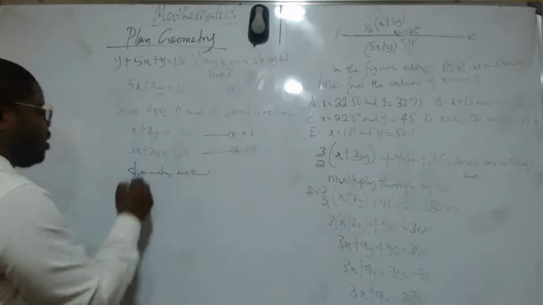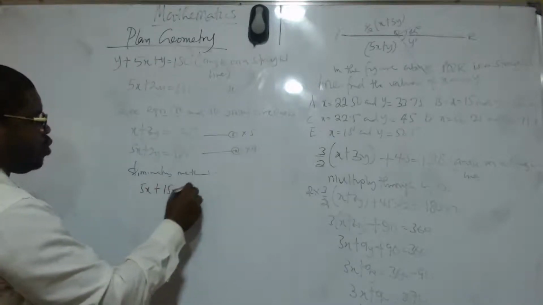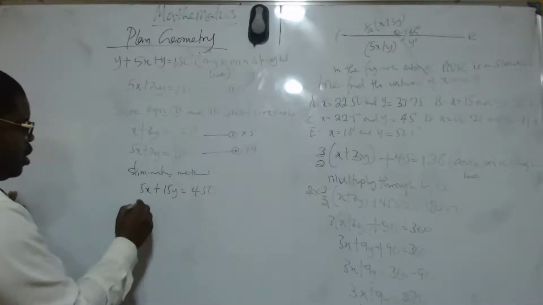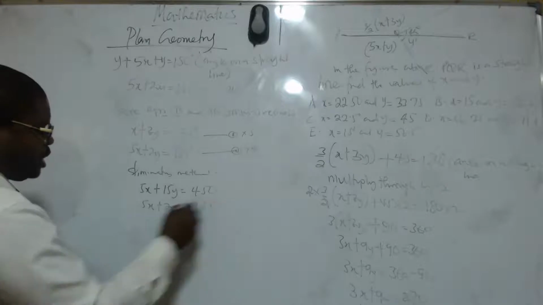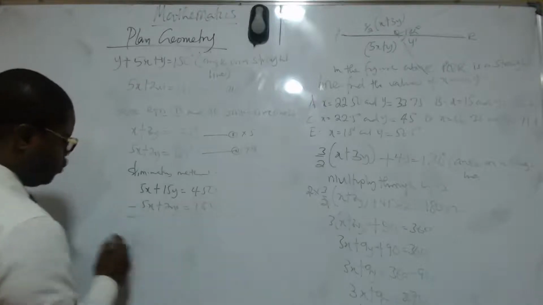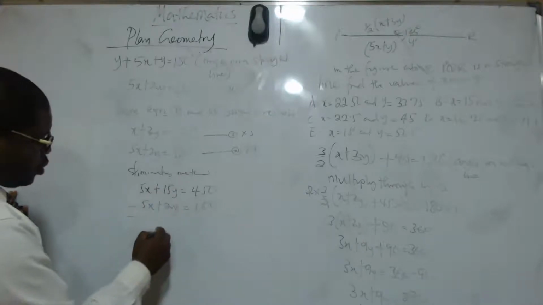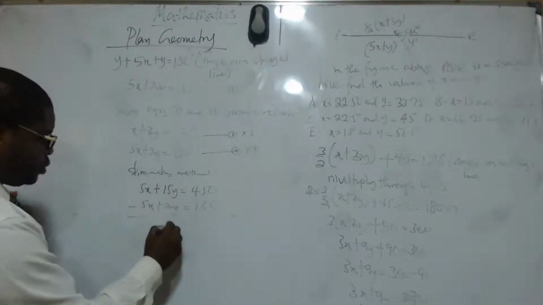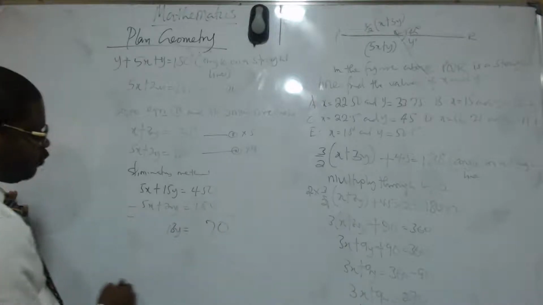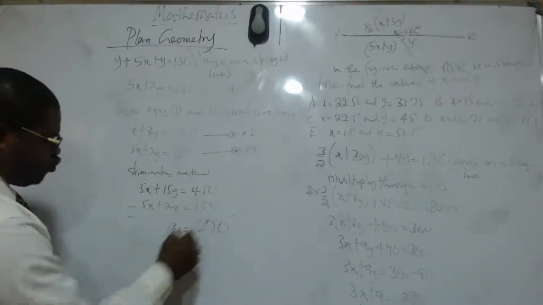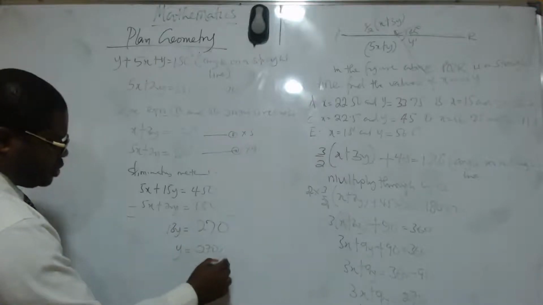So this time I have 5x plus 15y equals 450. We have 5x plus 2y equals 180. I subtract this from this. So 5x minus that will give us 0. So 15 minus this will give us 13y equals 270. So y becomes 270 over 13.